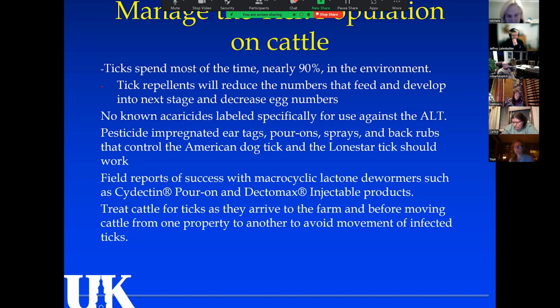The other ones we talk about a lot with numbers would be the 4-way or 5-way vaccine. Those cover the respiratory viruses: IBR, BVD, PI3, and BRSV. Usually we want to start those about the same time as we start the clostridials.